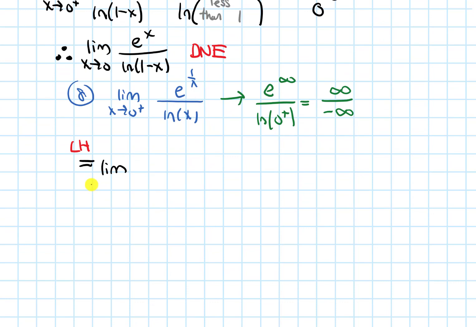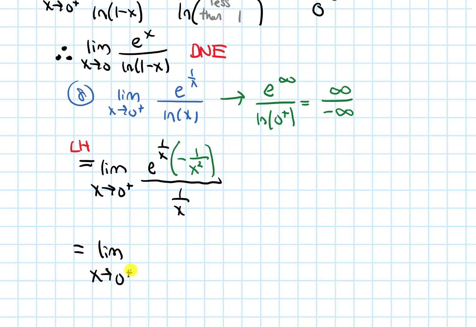All right, so I get the limit as x approaches 0 from the right. On the top, I need chain rule. This is e to the stuff. That derivative is going to be e to that stuff, but times the derivative of the stuff, the exponent, which is negative 1 over x squared. And on the bottom, I have to take the derivative of ln of x, which is 1 over x. And I can simplify this. I'll still have a negative in front of everything. I can cancel one of the x's in the x squared and the x on the bottom. After a little bit of simplification, it'll leave me with just x on the bottom.